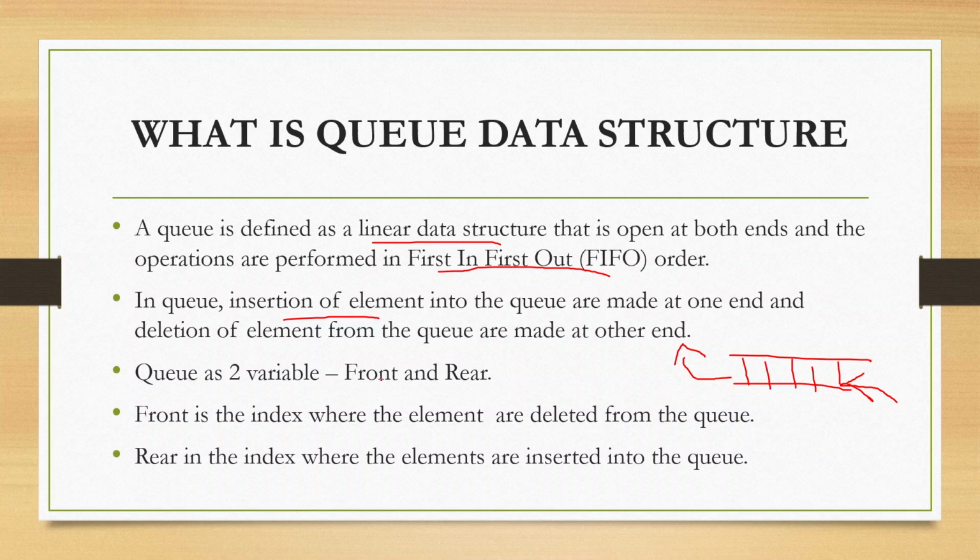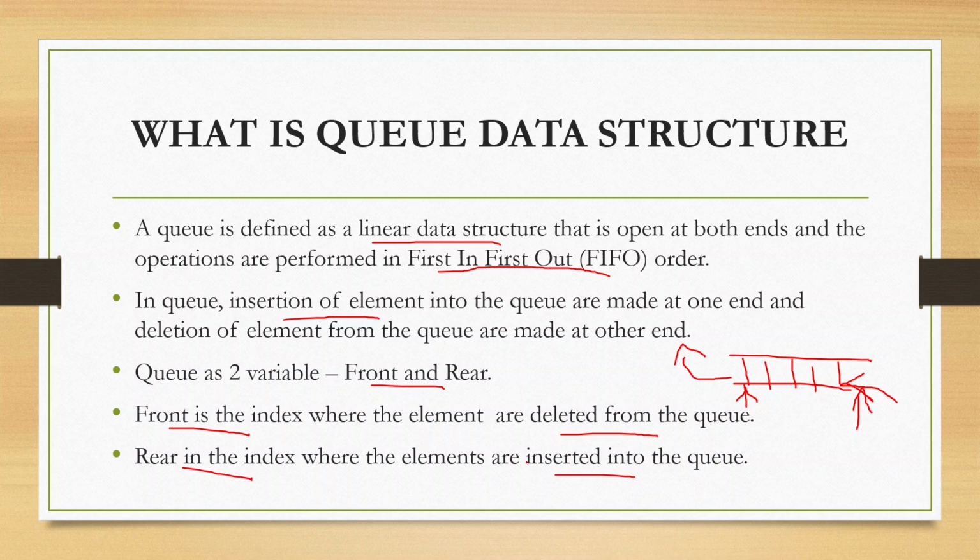This queue has two variables, front and rear. If I keep this as the front pointer, then deletion, or going out, happens at this end. Rear is the position or pointer at which insertion happens. So front is the index where elements are deleted from the queue, and rear is the index where elements are inserted into the queue. So this is all about the queue data structure.